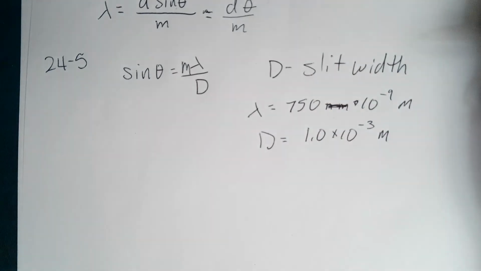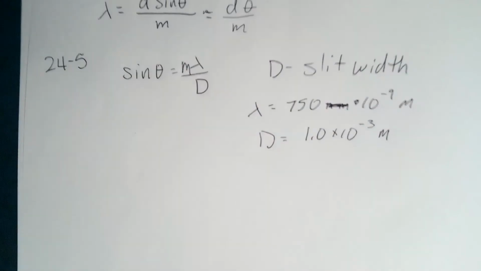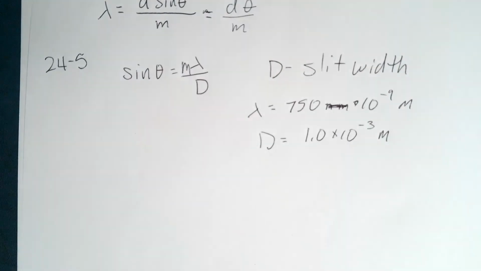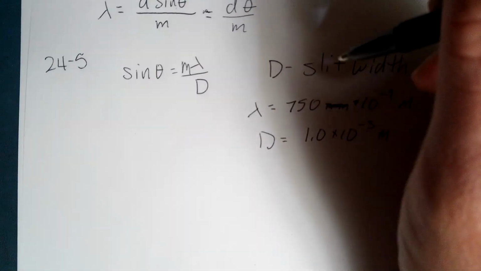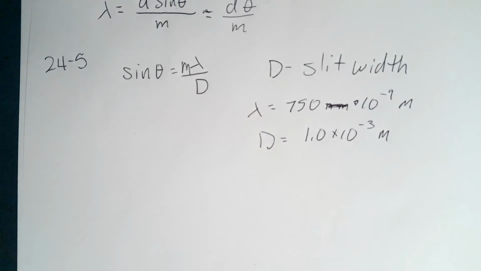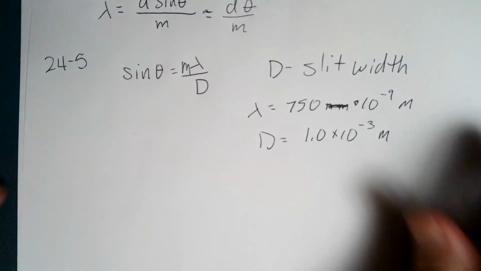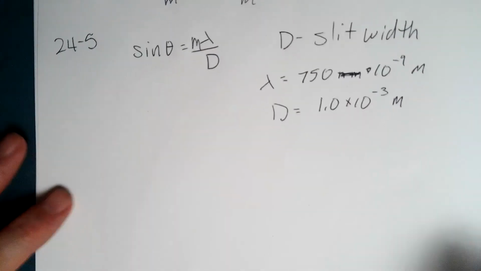How wide is the central maximum, A in degrees and B in centimeters, on a screen 20 centimeters away? Well, we can't use the small angle because you saw on the diagram these angles. For this one, we're going to get an answer of 49 degrees, so you can't use the small angle for this, but we don't need to.